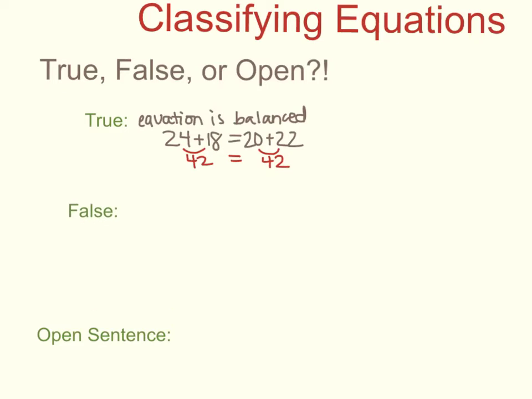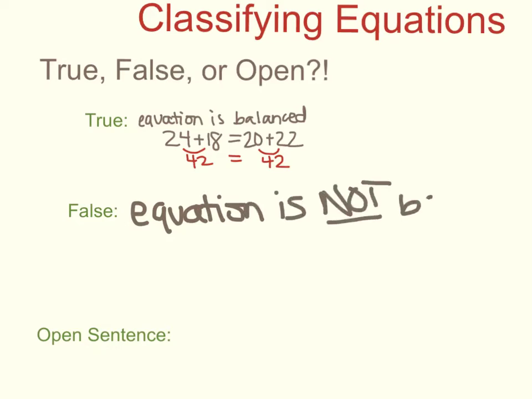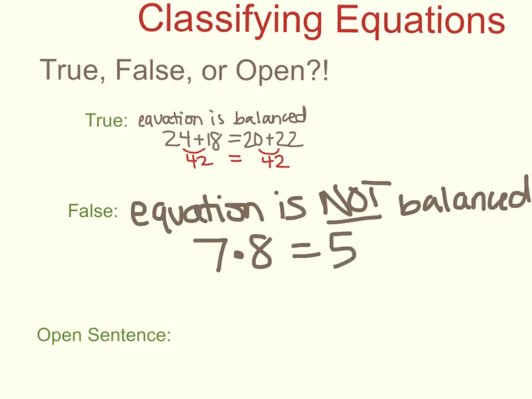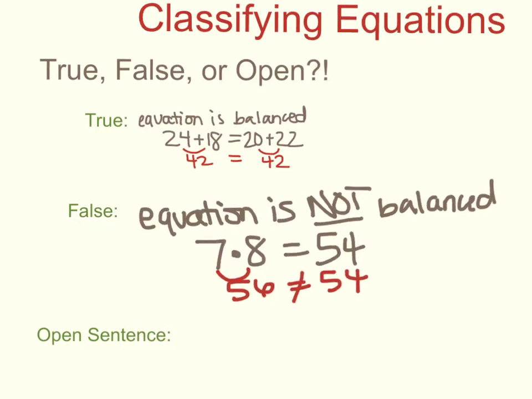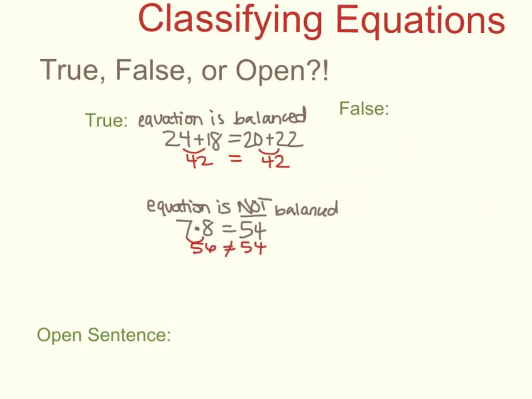A false equation is the exact opposite. A false equation means that the equation is not balanced. And I feel like for the most part that's fairly common sense. So here's a quick example for you. 7 times 8 equals 54. Well, clearly 7 times 8 is 56, which is not equal to 54. They're not balanced with 54, so that would be a false statement.